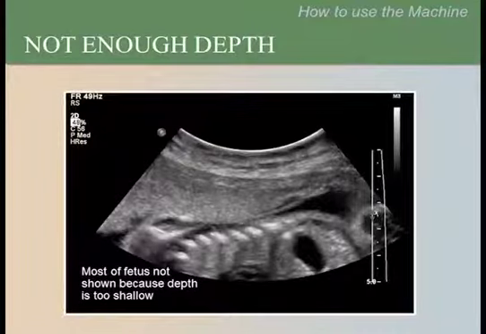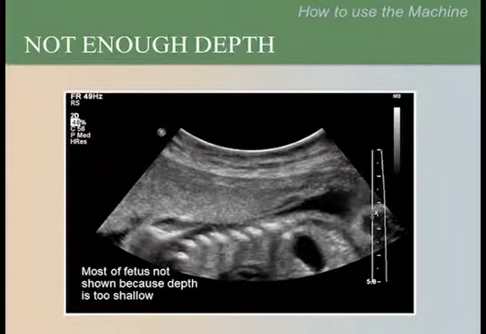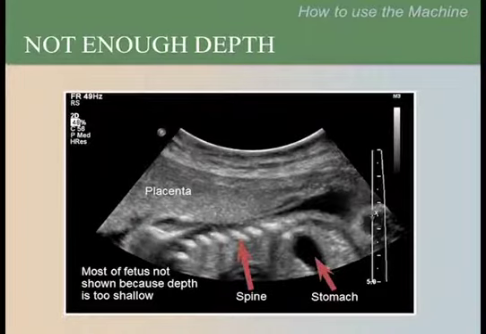Here, the image does not show enough depth to see the entire fetus. Our waves are not going deep enough into the pelvis. We can only see the top half of the fetus and the placenta. In this image, information is lost because there is not enough depth. Make sure the entire structure you want to examine is included in the image. Please notice the placenta, fetal spine, and fetal stomach in this image.